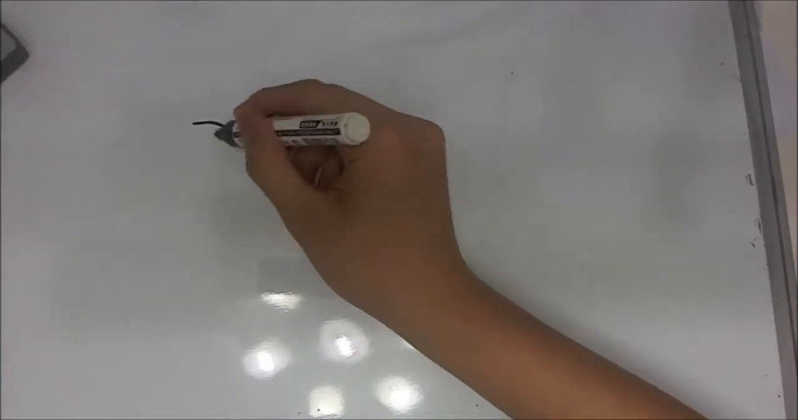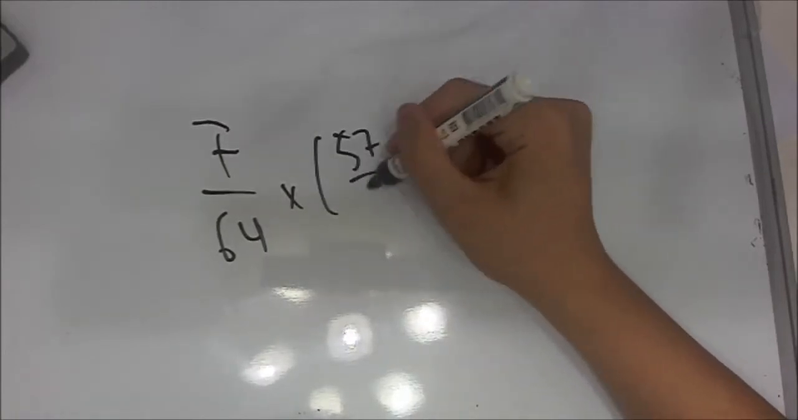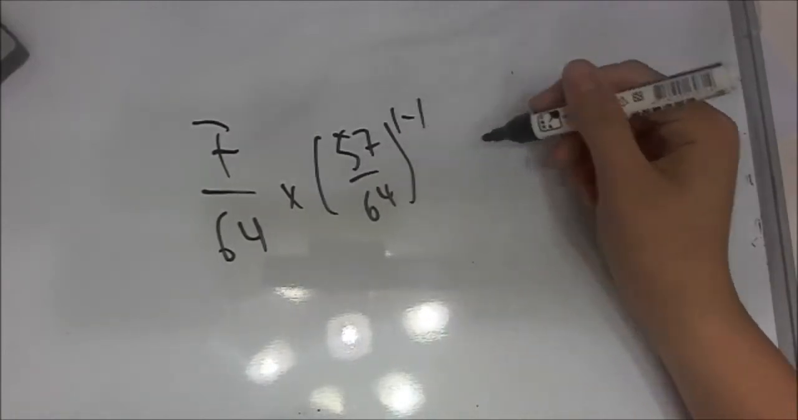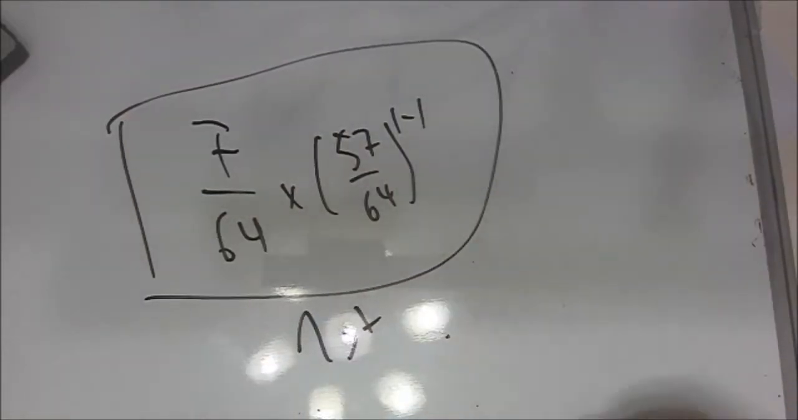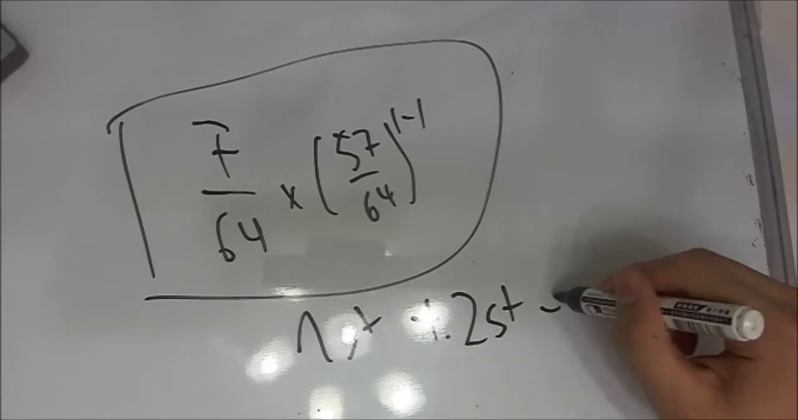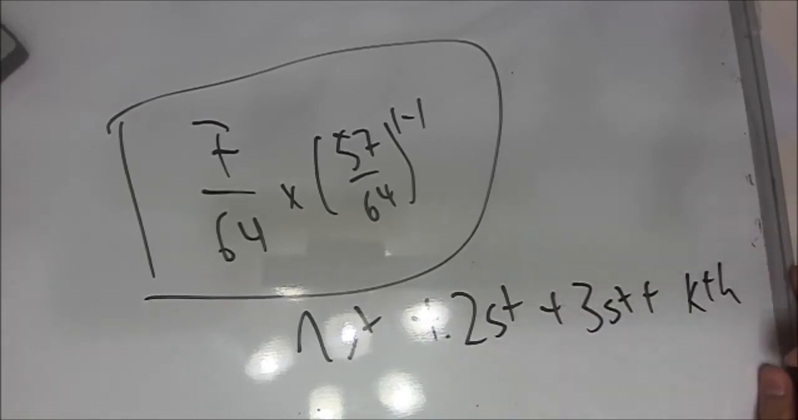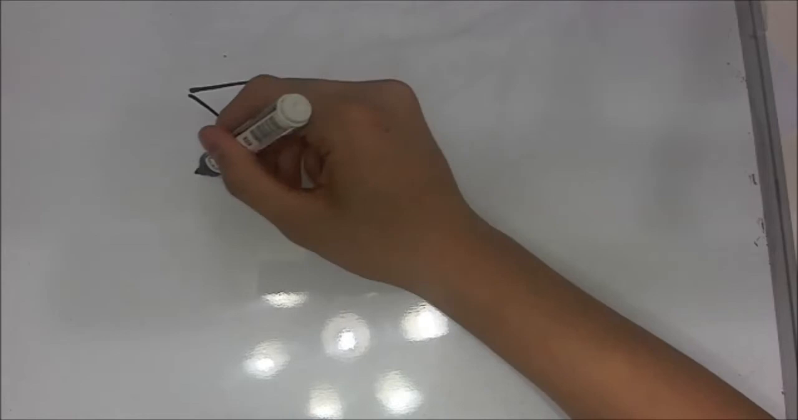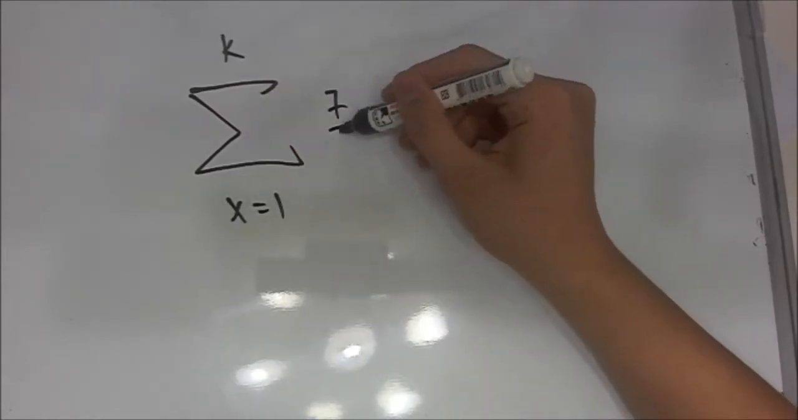This can be represented by 7 divided by 64 times brackets 57 divided by 64 close brackets to the power of 1 minus 1. This is the first trial. Then we have to add the second trial, the third trial, until we reach the kth trial. We know that the sum of all these probabilities has to be bigger than 0.5. So now we organize the probability in terms of sigma notation, which is represented on the screen.